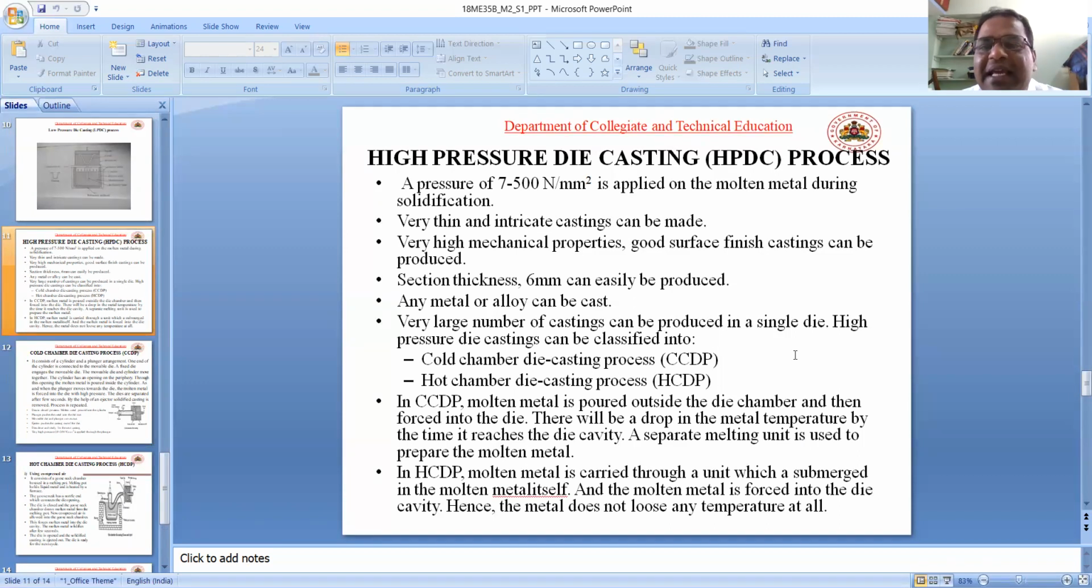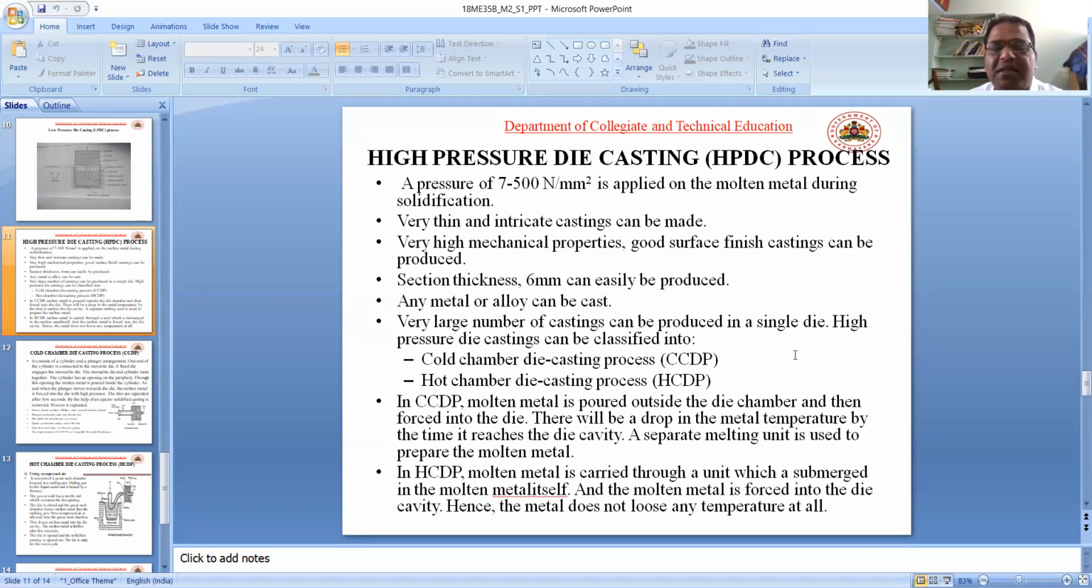See, high pressure die casting is divided into two types: the cold chamber die casting process and the hot chamber die casting process. In the cold chamber die casting process, the molten metal is poured from outside the die chamber, then forced into the die. There will be a drop of metal temperature by the time it reaches the die cavity. In the hot chamber die casting process, molten metal is carried through a unit which is submerged in the molten metal itself. The molten metal is forced into the die cavity, hence the metal does not lose any temperature at all.